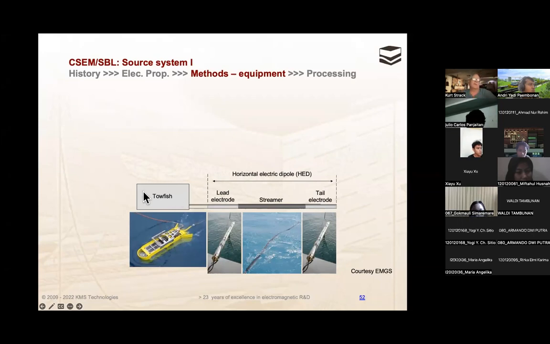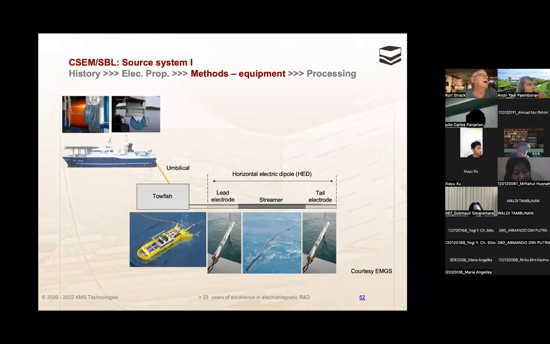The towfish is essentially the beginning of the streamer, and the power goes as 3 phases down to it and gets converted in the towfish to high voltage DC, and then up to 8,000 amps get injected into the ground. And this is a picture of the umbilical on the ship. And then you have a tail buoy.